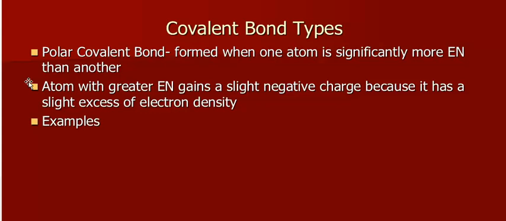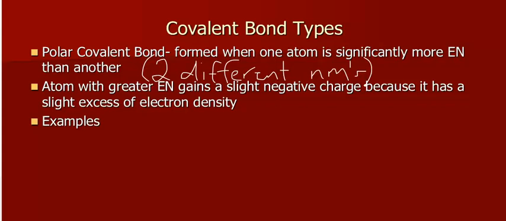The first type of covalent bond is a polar bond. This is formed when one atom is significantly more electronegative than the other. Anytime you have 2 different nonmetals bonded together, it will be a polar bond. Let me give you an example. We've already done SCl2, so I'll do it again.